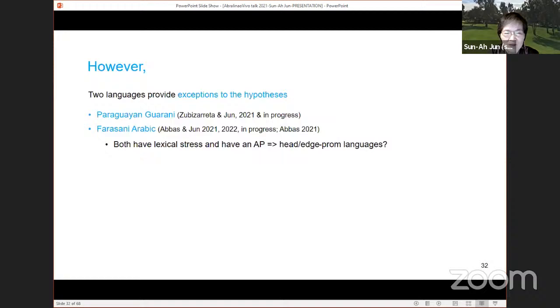However, those two languages that I've been currently working on provide exceptions to the hypothesis. These are Paraguayan Guarani and Farasani Arabic. The Guarani work is based on my collaboration with Maria Luisa Zubizarreta, and the Farasani Arabic work is based on Abir Abbas and my collaboration. Both of these languages have a lexical stress and have an accentual phrase. So since they have a stress and AP, we could think they may belong to head edge prominence languages.